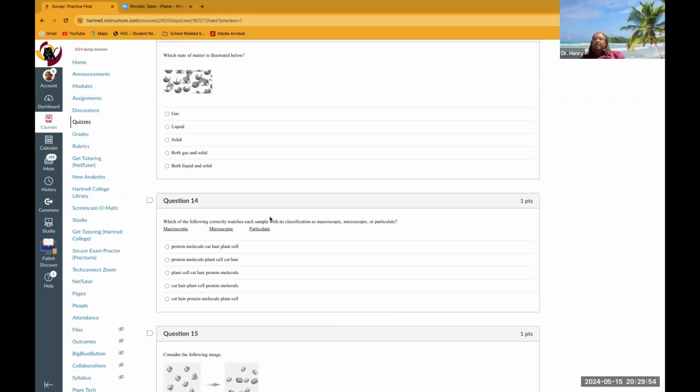So what is the state of matter in the illustration below? Looks like a liquid. Okay. Do you guys agree? That would be correct. Yeah, I agree.